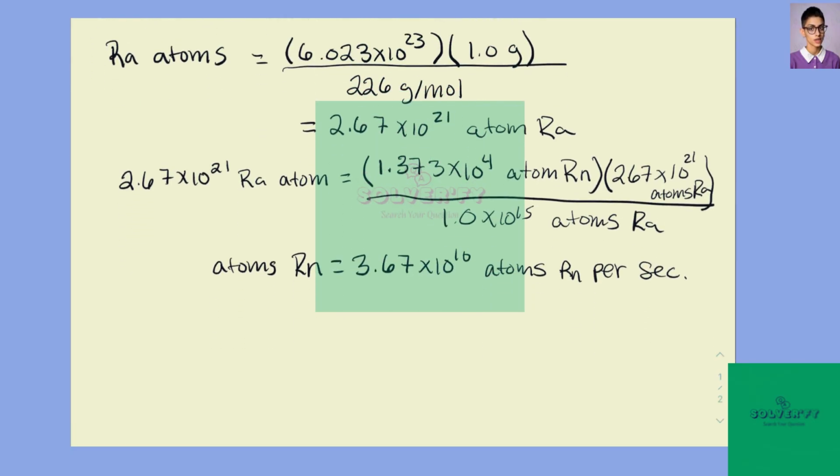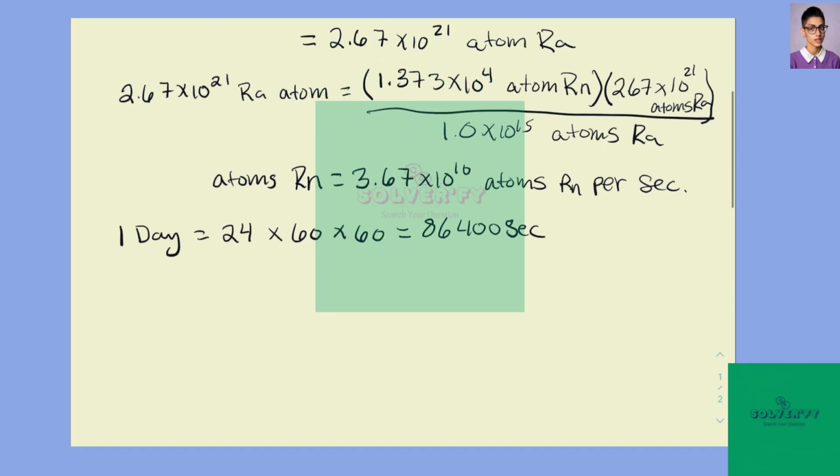Alright, so we do want the amount of liters in a day, so we're going to calculate that out. 1 day is equal to 24 hours, and we're going to times that by 60 minutes because there's 60 minutes in every hour, and then we're also going to times that by 60 again because there's 60 seconds in every minute. So when we calculate this out, it's going to be 86,400 seconds.